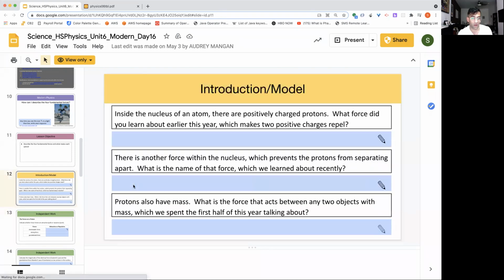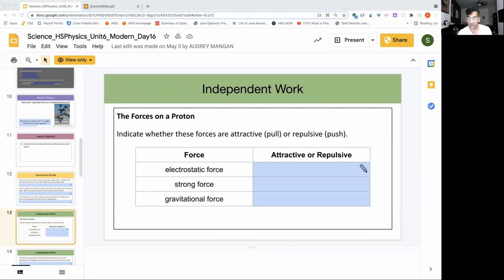Now, a quick note on the weak force. The weak force is a force that is responsible for nuclear decay. So I'm going to summarize the weak force briefly right now. It is a mechanism of interaction between subatomic particles that's responsible for radioactive decay.